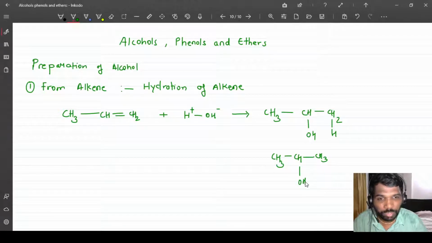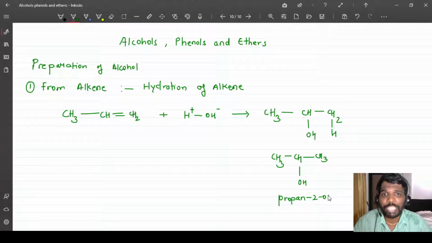What is happening over here? This is the alcohol which is produced. The name of this alcohol, since there are three carbons, is propan-2-ol. This is where I have explained a general way of adding water, so hydrating it. Now, for hydration of the alkene, there are two ways we can do hydration.